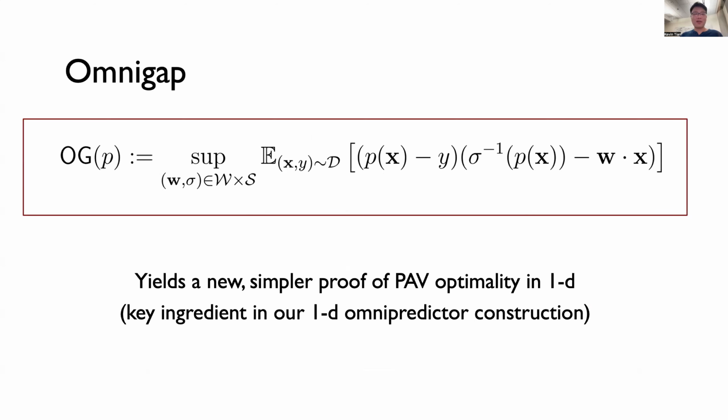Okay, so this notion of omni gap has turned out to be useful in other settings as well. In particular, in the one-dimensional case, we again rely on this new definition to yield a simpler proof of the optimality of a simple algorithm for isotonic regression, known as the pool adjacent violators construction. And this is a key ingredient in showing that in 1D, two single-index models suffice to omnipredict.